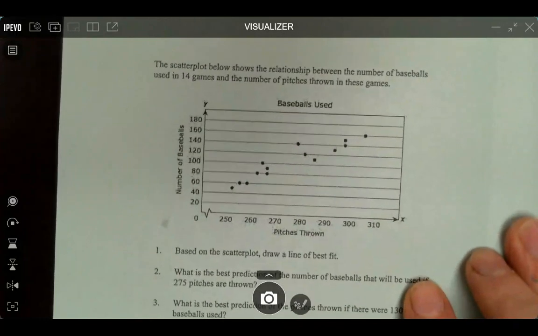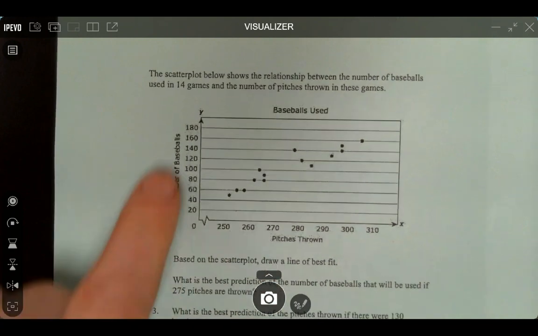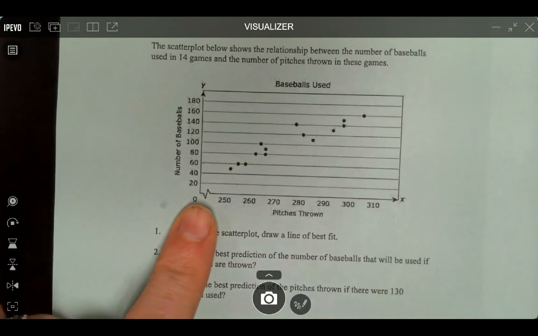Now let's look at the next one. The scatterplot below shows the relationship between the number of baseballs used in 14 games and the number of pitches thrown in these games. So we have pitches thrown and number of baseballs. Do y'all know what this little squiggly represents?